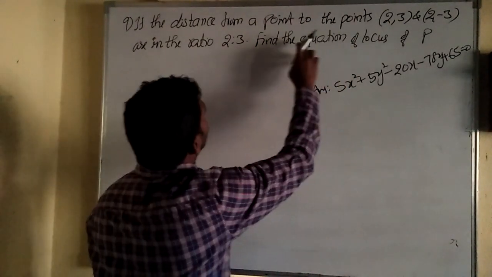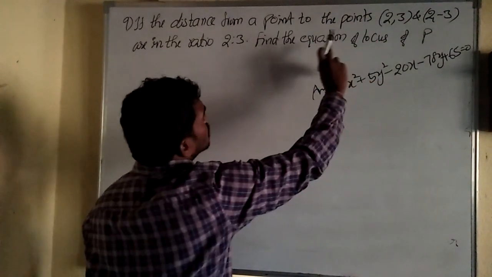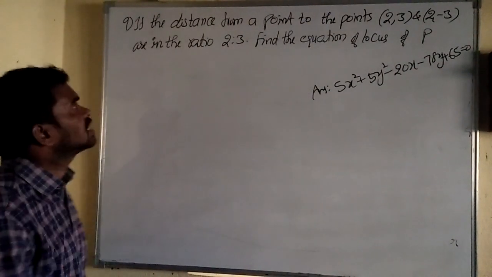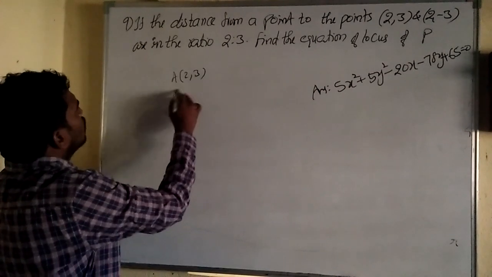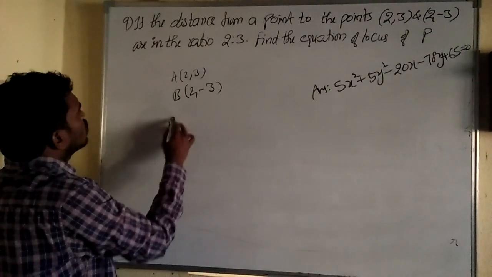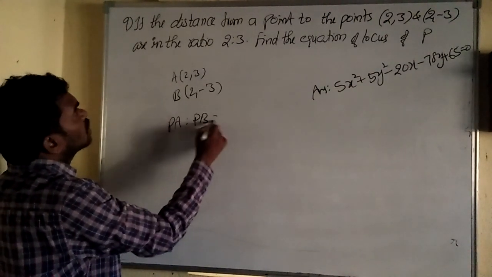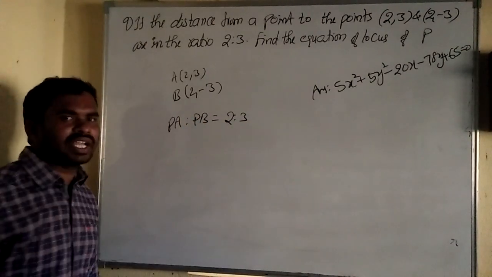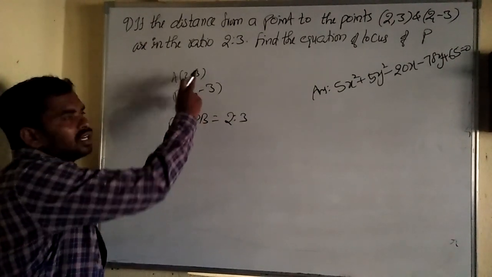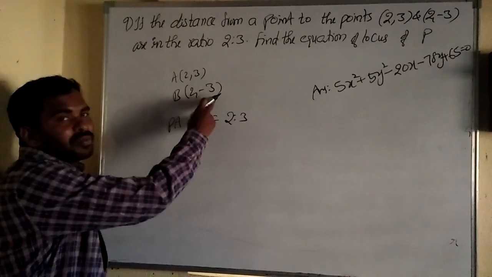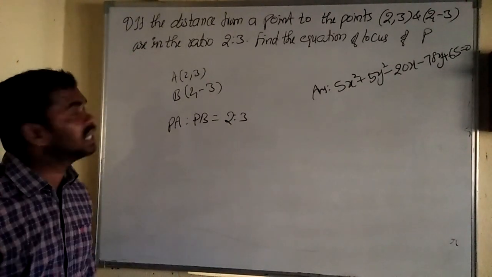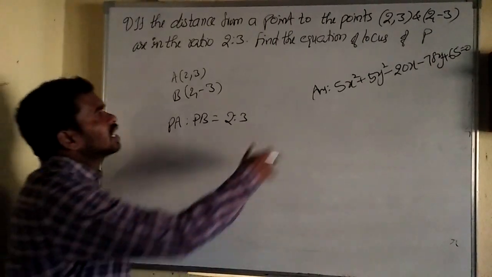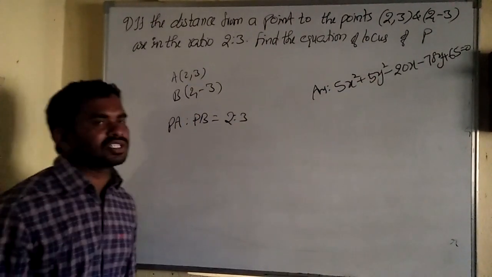What is the question? The distance from P to (2, 3) is to the distance from P to the second point (2, minus 3) as 2 is to 3. So we can take A (2, 3), B (2, minus 3). Given that PA is to PB is equal to 2 is to 3, P means x1 y1, A means 2, 3, B means 2, minus 3. Do the problem the same way as we did the 8th question. You will get the answer. You can check the answer.